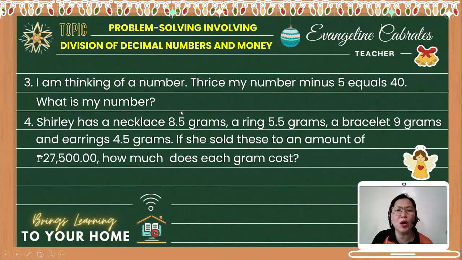So, anong naiisip niyong operations dito? Meron na ba? Okay. So, ano ang type of problem ito? Yes, this type of problem is multi-step routine. Why multi-step routine? You are going to add 8.5, 5.5, 9, and 4.5. Pag nakuha mo na yung total nila, i-divide mo yung 27,500 doon sa total para makuha ang sagot. So, dalawa ang operations, pero isa lang ang solution. That's why it is a multi-step routine problem.